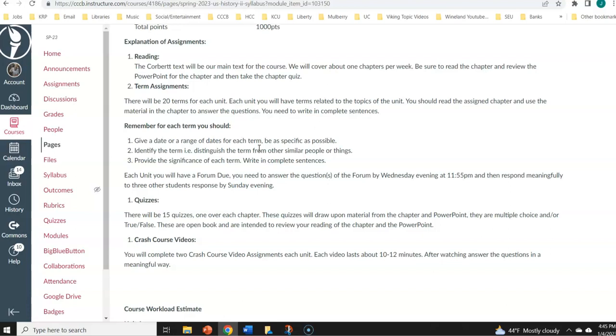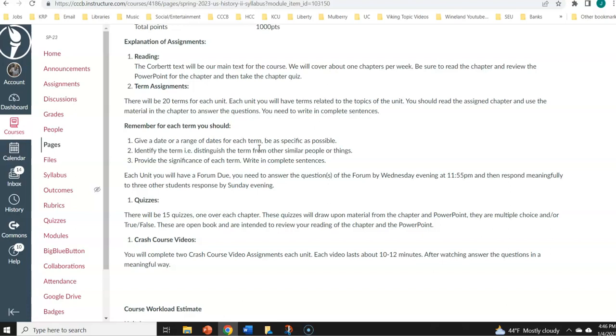But if you said Abraham Lincoln was the 16th president of the United States, you have now identified Abraham Lincoln. No one else has ever been or ever will be the 16th president of the United States except Abraham Lincoln. See how that works? You've identified Abraham Lincoln and distinguished him, in this case, from other similar people or things.